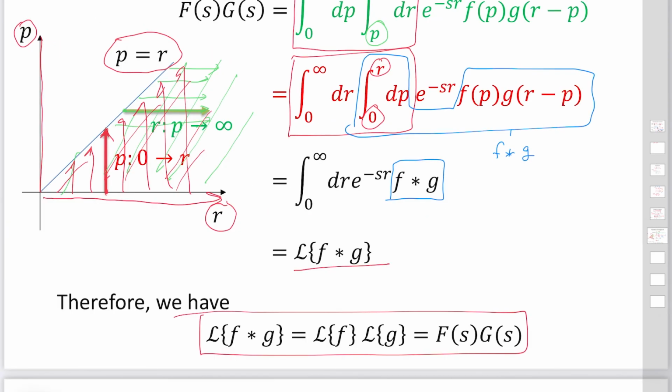Okay, in this session, I introduced the derivative of a Laplace transform and the Laplace transform of integrals. Okay, this is the end of this session.